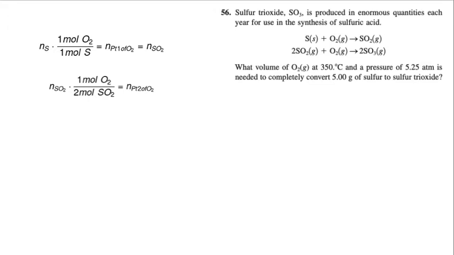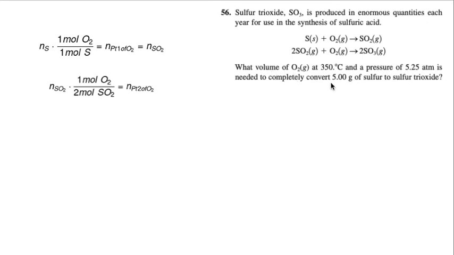Okay, 56. Sulfur trioxide, SO3, is produced in enormous quantities each year for use in the synthesis of sulfuric acid. And so you have the two equations provided. What volume of O2 gas at 350 Celsius and a pressure of 5.25 atm is needed to completely convert 5 grams of sulfur to sulfur trioxide? So we've got the temperature, which of course we need to convert to Kelvin, and we've got the pressure, 5.25 atm. We're solving for volume, so we need moles of O2.